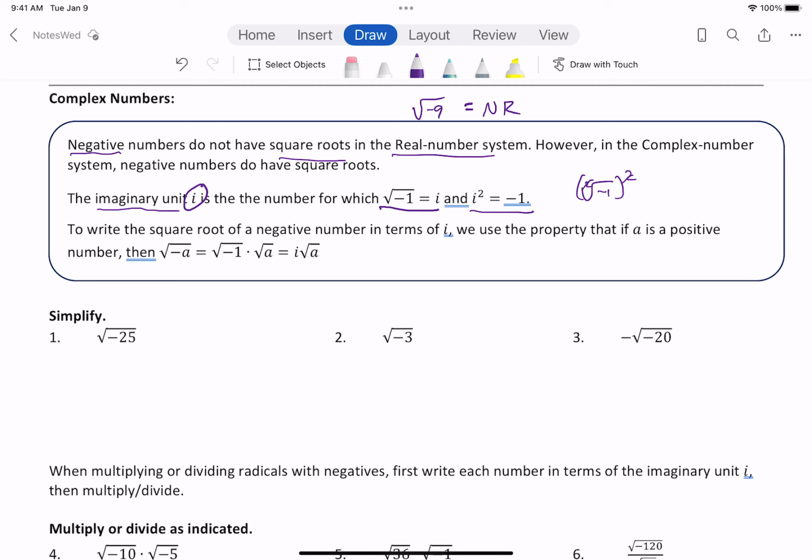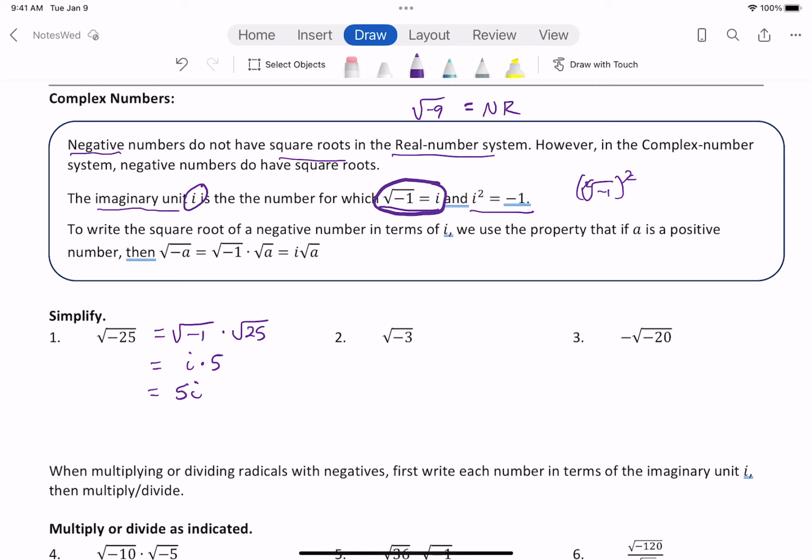Alright, let's look at problem number 1. I have the square root of a negative. So basically what we want to do is just rewrite it by splitting it into the square root of -1 times the square root of 25. By definition, the square root of -1 is i, and we know the square root of 25 is 5. This is the way we usually write it, just the same as with variables we'd write 5x, right?